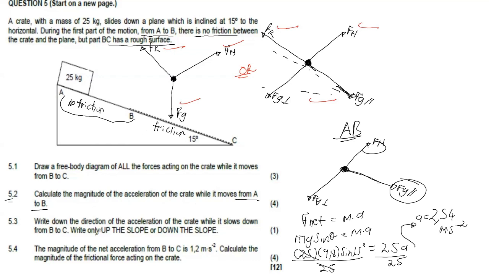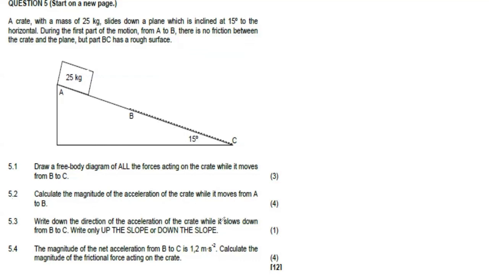They are saying write down the direction of the acceleration of the crate while it slows down from B to C, right? Only up the slope or down the slope. Remember, if something is slowing down, that means we have a deceleration. So it's no longer acceleration, it's deceleration, which in grade 10 we used to call the negative acceleration, right? So this is the acceleration that you get when you apply the brakes, for example.